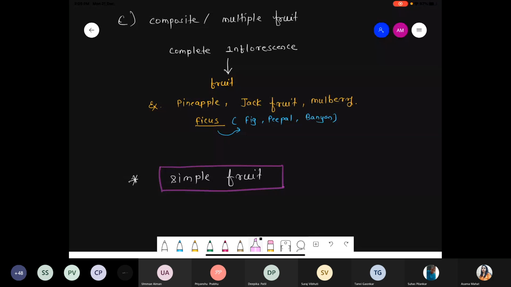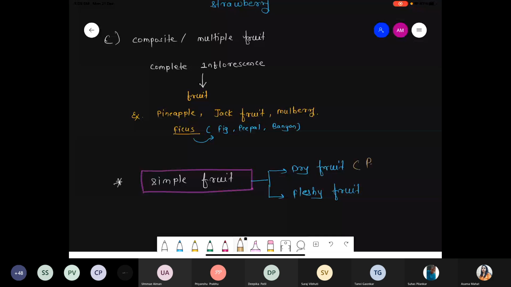So simple fruit, they divide into two types. Number one, that is dry fruit, and the another one, that is fleshy fruit. Okay? What is the meaning of dry fruit? Dry fruit means what? Pericarp is absent.